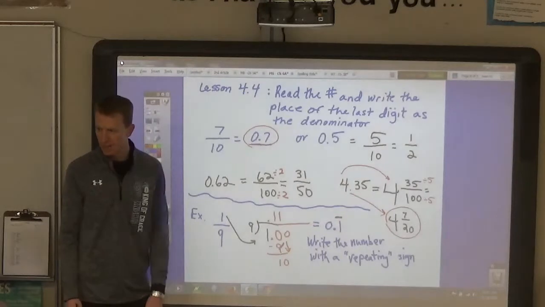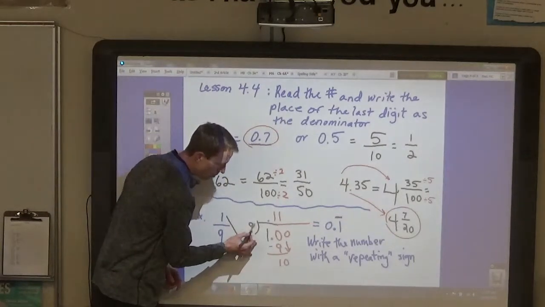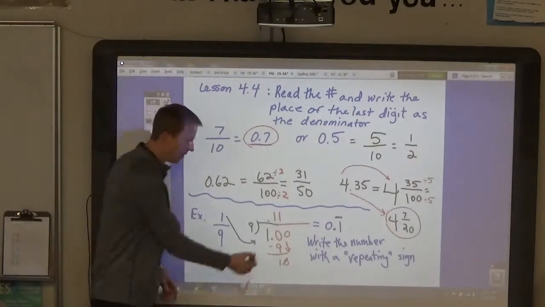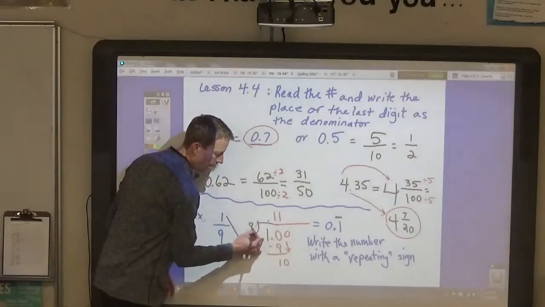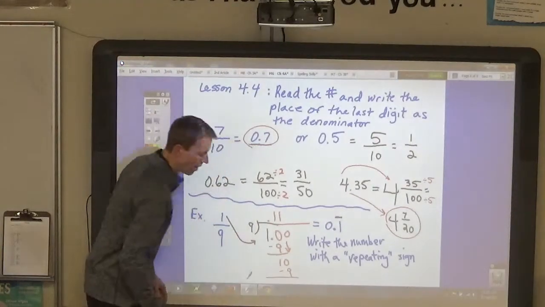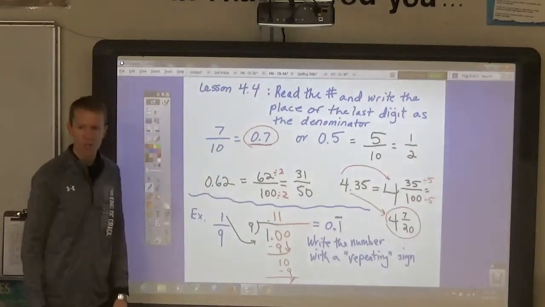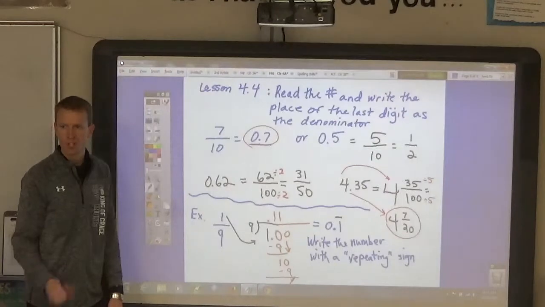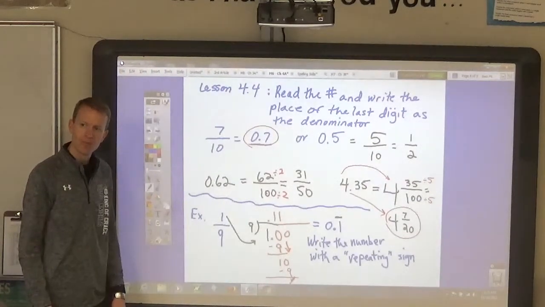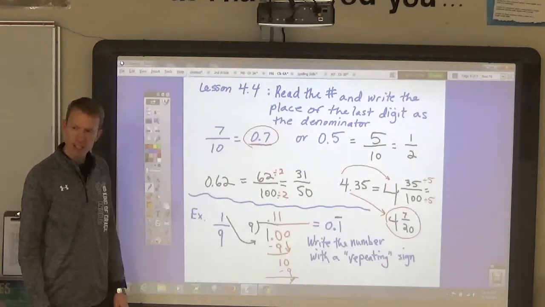What's 10 minus 9? 1. Bring down a 0 and put 9 into 10 again. It's 1. 1 times 9 is 9. Find the remainder is 1. What do you notice? What's the pattern here? Jen? It's repeating. What's repeating? Yep, it's called a repeating decimal.